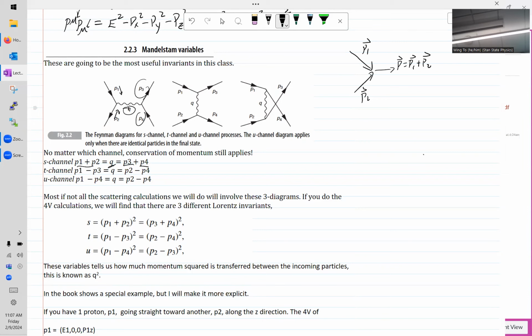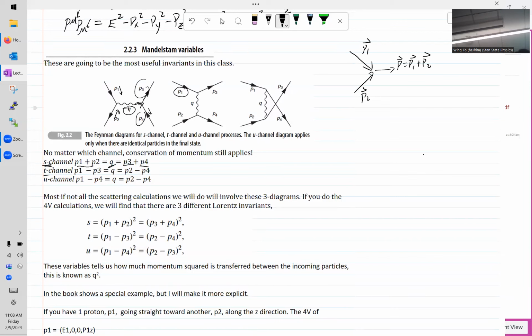In this case, because you have this going out, this going out, whatever momentum is coming out here is going to add up to p3 plus p4. But this is different for different diagrams. So this is the s channel. For the t channel, they're not colliding into each other.